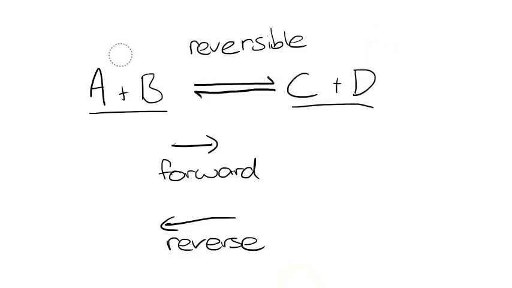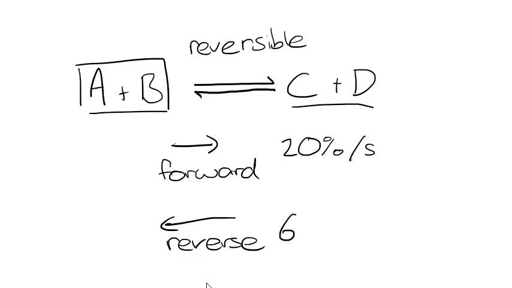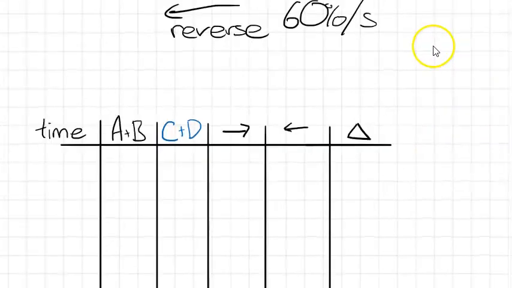So let's do a little exercise to see how equilibrium gets reached. For this reaction, let's say that in the forward reaction, every second, 20% of the A and B, the reactants, turn into products, and then also every second 60% of the products turn into the reactants. Notice that they're not necessarily even. And let's say we're starting off with 100 reactants.